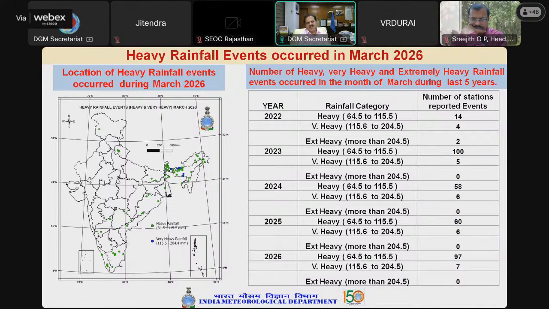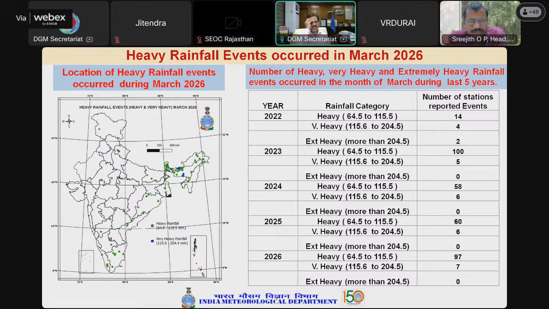Now, if I compare this heavy rainfall activity, you'll find that in 2023, the total number was 100 heavy rainfall and 5 very heavy rainfall. And this year in 2026, it is 97 plus 7. So what I want to say, the total number of heavy, very heavy or extreme heavy rainfall events in 2023 and 2026 are almost the same. Whereas it was less in 2022, the lowest, and in 2024 and 2025, it was around 60. Okay, so there is some kind of resemblance between 2023 and 2026.